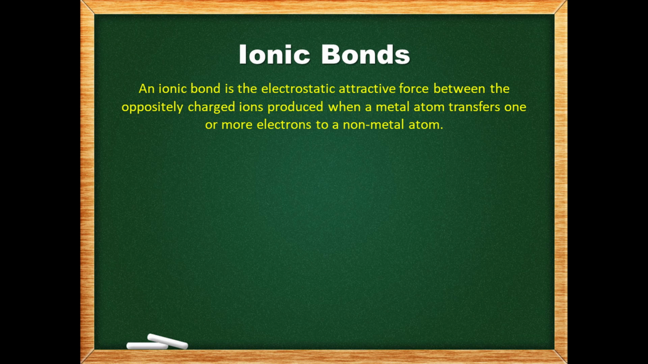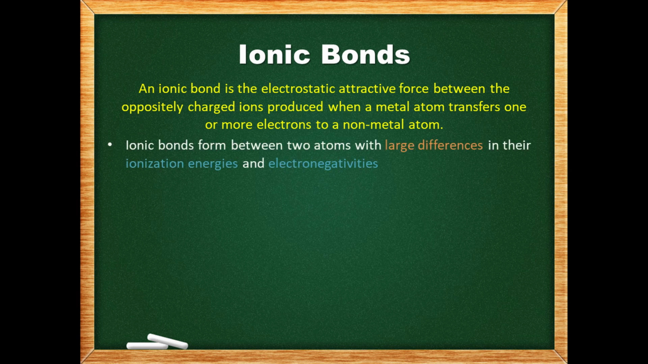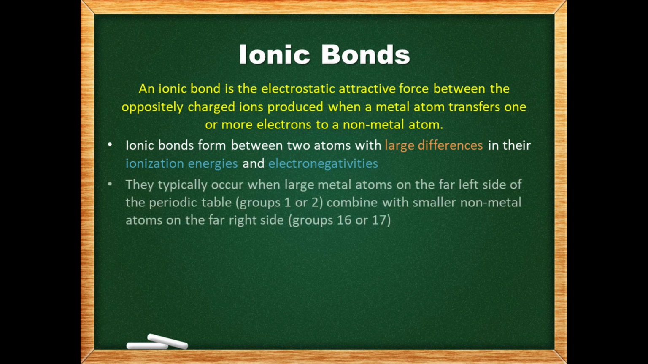An ionic bond is the electrostatic attractive force between the oppositely charged ions produced when a metal atom transfers one or more electrons to a nonmetal atom. They form between two atoms with large differences in their ionization energies and electronegativities. These combinations typically occur when large metal atoms on the far left side of the periodic table, such as from groups 1 or 2, combine with smaller nonmetal atoms on the far right side, such as from groups 16 or 17.